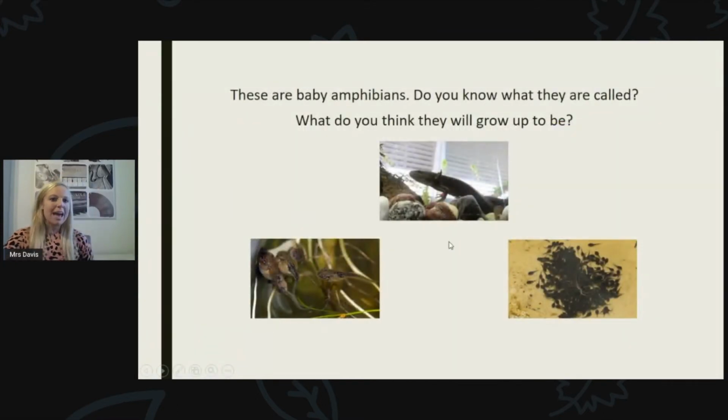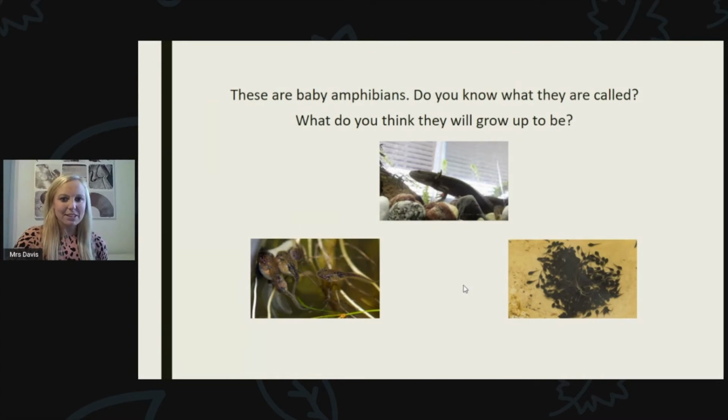All right, we've got some amphibians now. Do you remember about our amphibians? So these are our baby amphibians. The amphibians, they live both in the water and on land. Okay, they lay their eggs in the water. Do you know what they are called? What do you think they will grow up to be? Pause the video now, have a look at the pictures and see if you can work out what you think these amphibians will grow up to be.